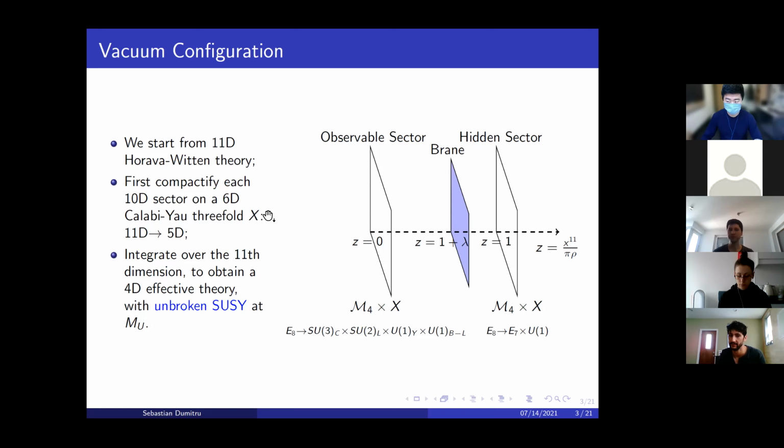The four-dimensional effective theory is obtained after first integrating on a Calabi-Yau threefold X to obtain a five-dimensional doubly BPS domain wall. And then we get the four-dimensional effective theory by integrating along this 11-dimensional interval. And most importantly, after compactification, we want to maintain unbroken supersymmetry. On the observable sector, we turn on an SU(4) instanton, or an SU(4) vector bundle, to obtain the gauge group of the B minus L MSSM model. While what we do in our work is we turn on a simple line bundle on the hidden sector, which breaks the hidden E8 into an E7 cross U(1).